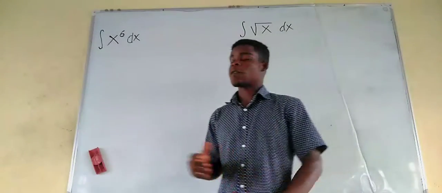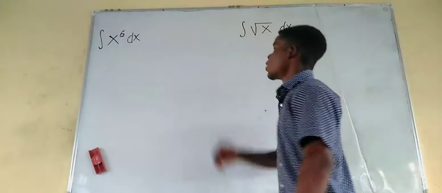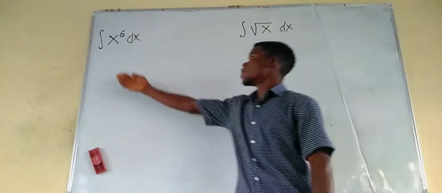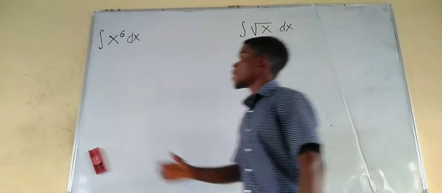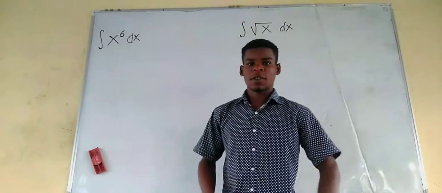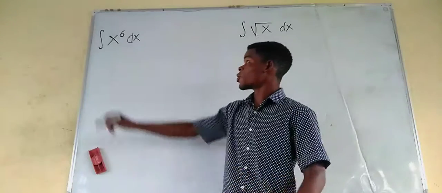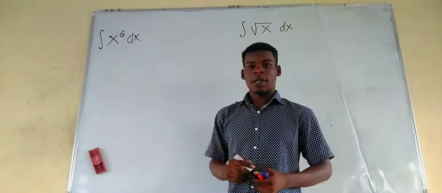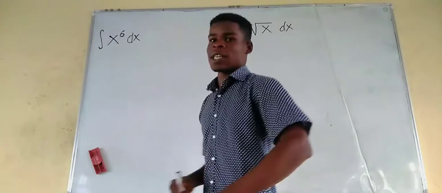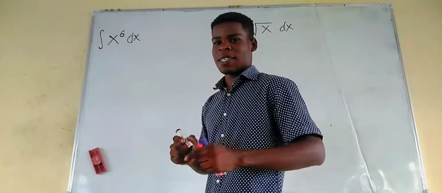Now right here, we want to solve the integral of these power functions. We have x to the power 6 and here we just have square root of x. Now here, to solve the integral of this, it is just a power function, x to the power 6, where 6 is just an integer and 6 is not equal to -1. This is the reason why I'm saying that, right?